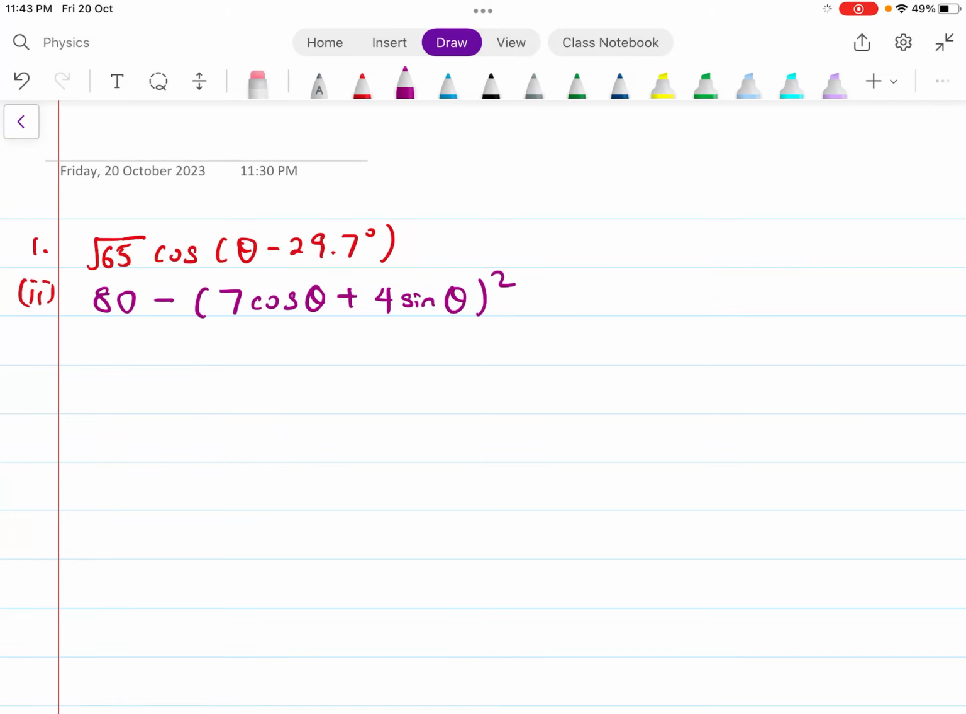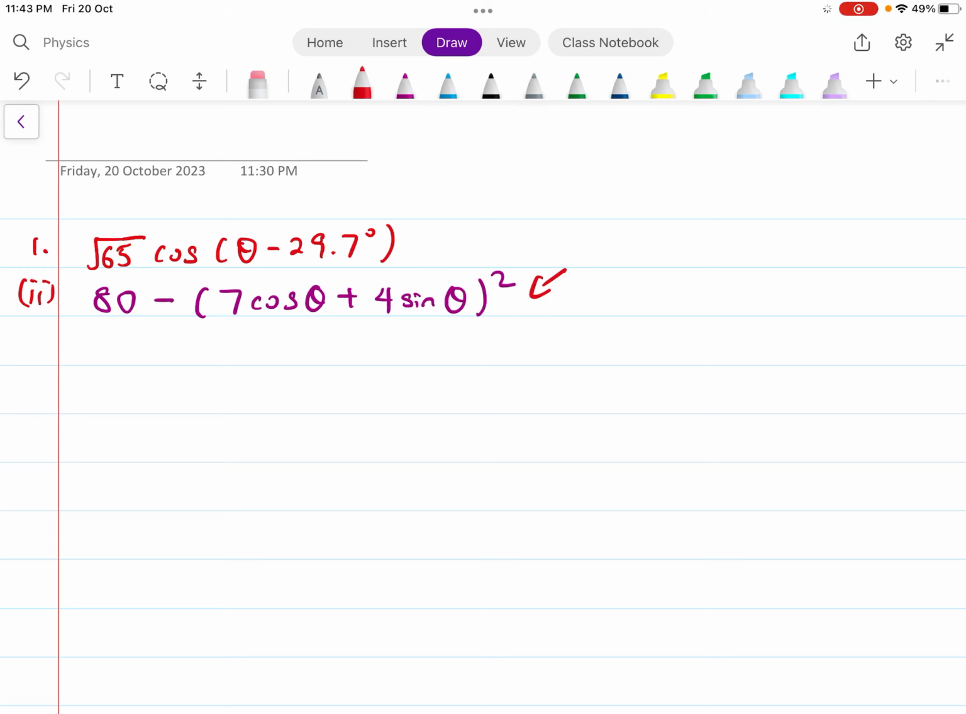Okay, so let's go through this R formula question. The first part we are asked to find the R formula and of course to solve the equation. Apparently this one is correct. For part 2, state the largest and smallest values of this expression as seen here, and find the corresponding values of theta.